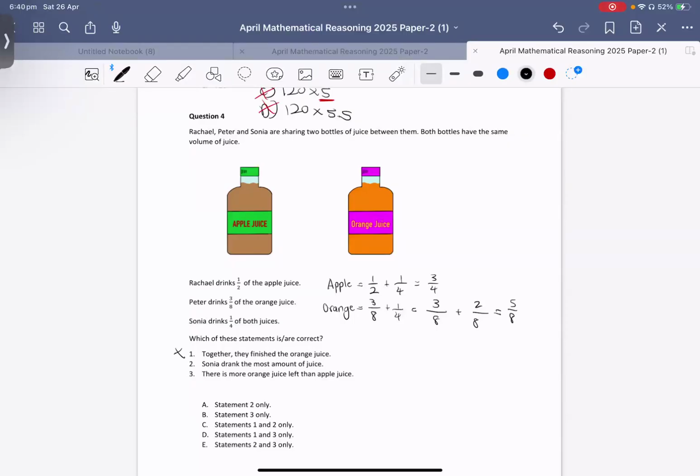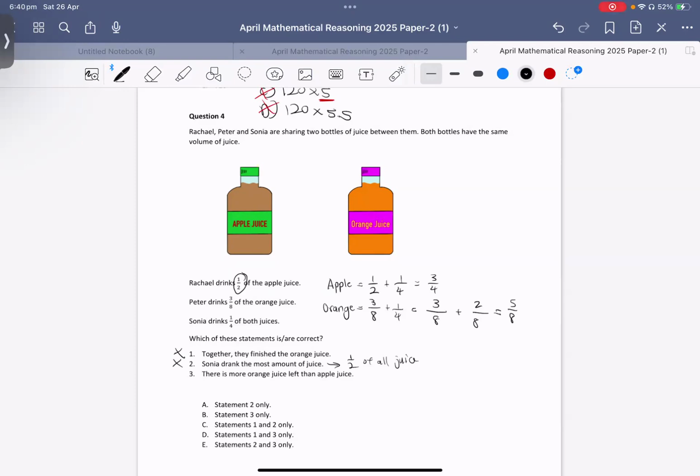If both bottles have the exact same content in them, and Sonia drinks a quarter from each one, altogether Sonia's actually drinking a half of all the juice. Did she drink the most? No, because remember, Rachel also drank a half of the apple juice, and that is going to be the same volume. So statement number 2 is also wrong.